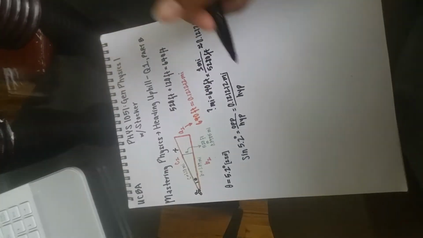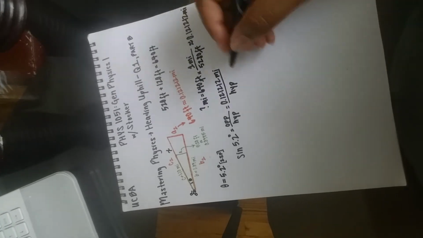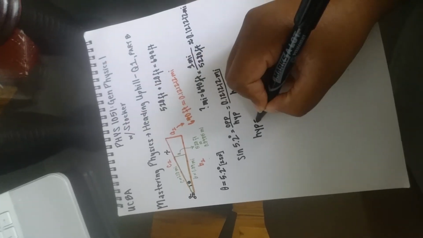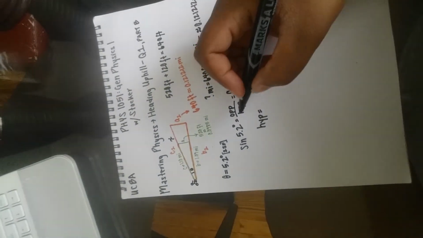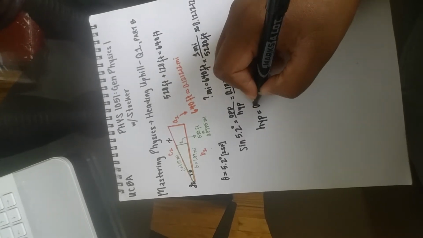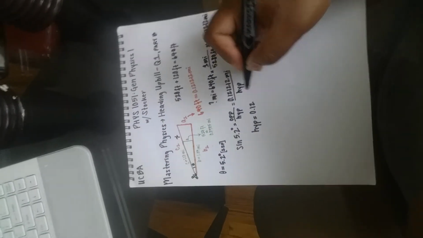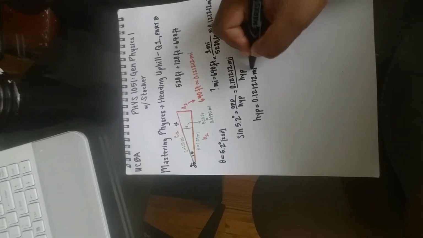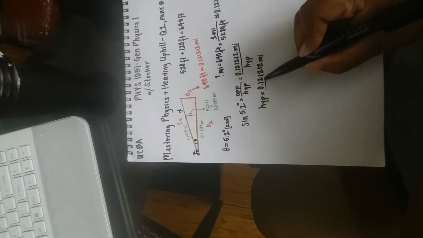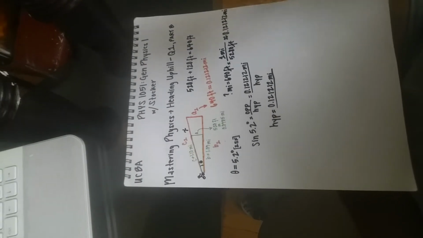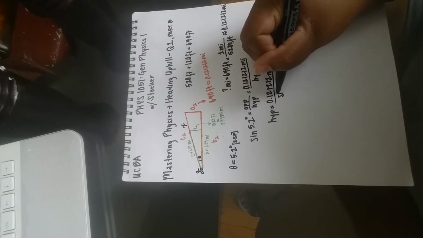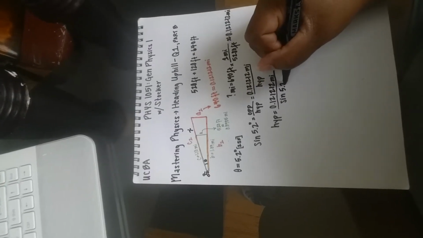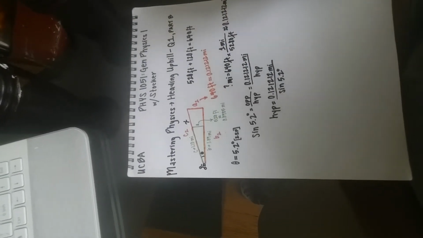We're trying to find C2, so you leave that as is. So you do a bit of rearrangement. Hypotenuse is equal to 0.1212 miles over sine of 5.2 degrees.